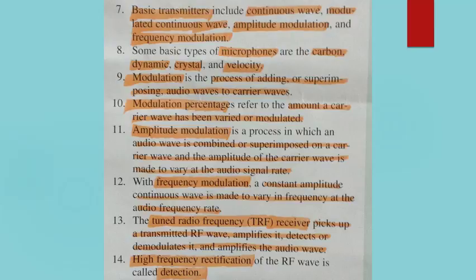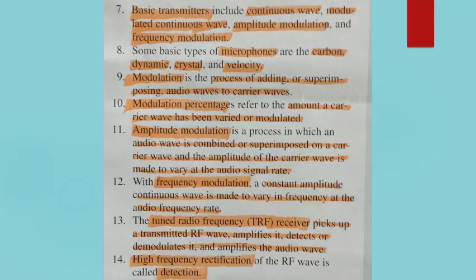Some basic types of microphones are the carbon, dynamic, crystal, and velocity. Modulation is the process of adding or superimposing audio waves to carrier waves. Modulation percentages refer to the amount a carrier wave has been varied or modulated.